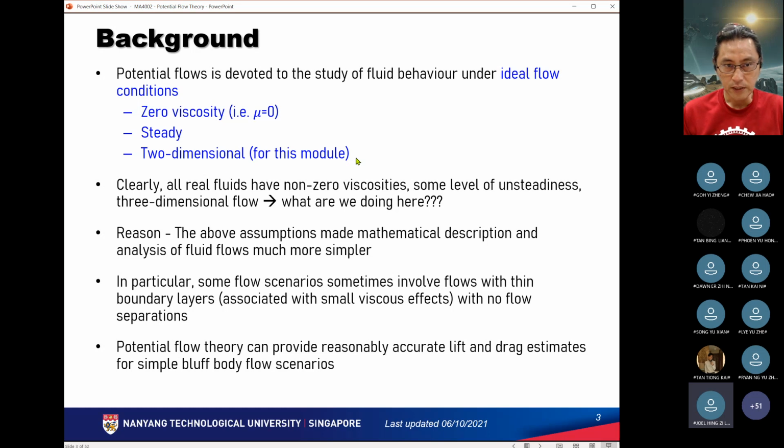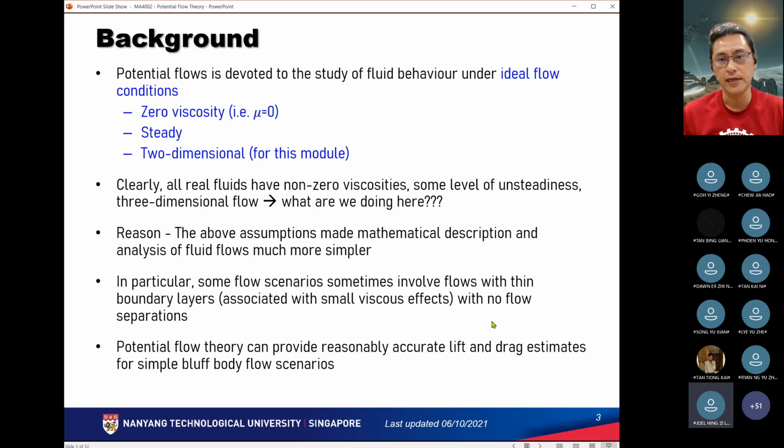Since all real fluids have non-zero viscosity, even air, as low as it is, it's still non-zero. So why are we still looking at potential flow theory? The reason is that certain scenarios, depending on what kind of scenario, I'm going to give an example, have very little viscous effects. It means very little flow behavior that's directly affected by the non-zero viscosity.